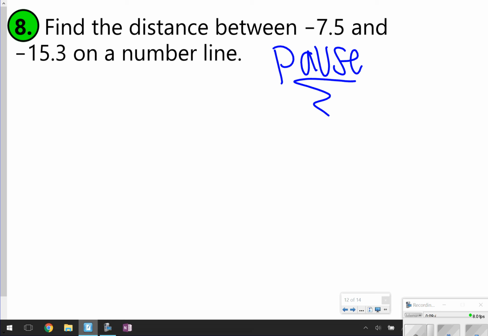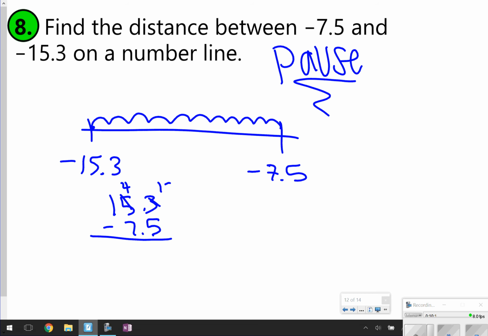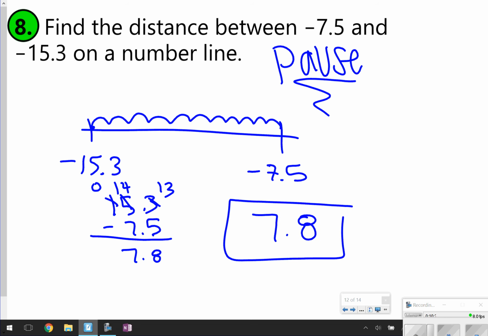Okay, since these are both negatives on the number line, I'm going to kind of give you a visual here. Here's negative 15.3 and here's negative 7.5. Not really drawing a scale, just trying to give you a quick example. All you're trying to figure out is how many steps does it take to get from negative 15.3 to negative 7.5. Since they're both on the same side of a number line, they're both same signs, you will subtract, SSS. So 15.3 and 7.5 I'm going to subtract. So they should be 7.8 steps away from one another.